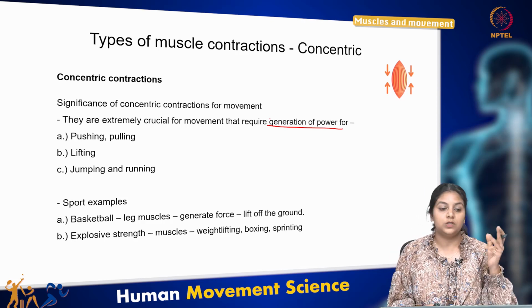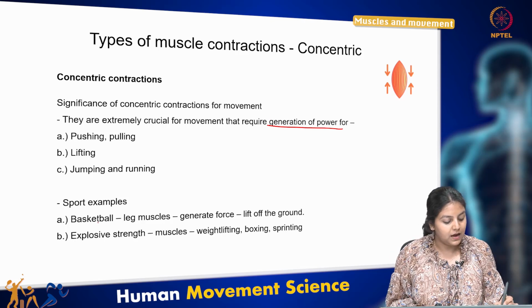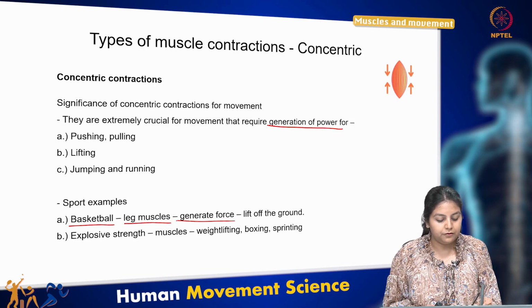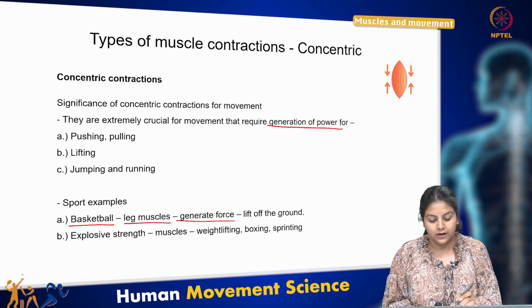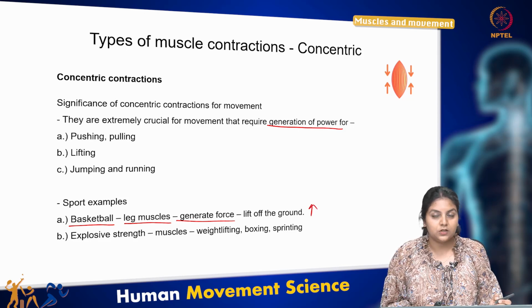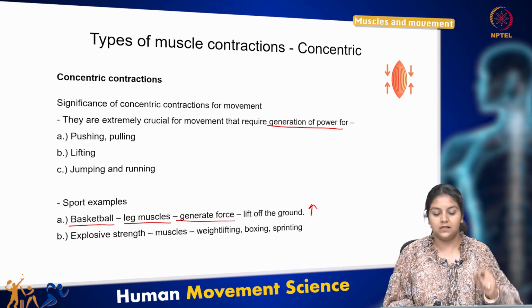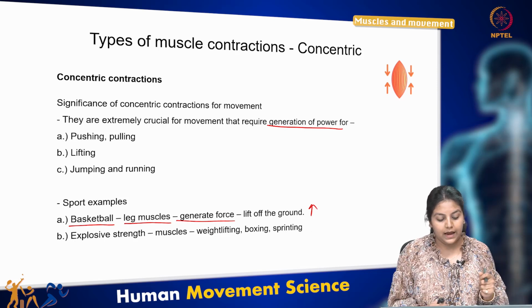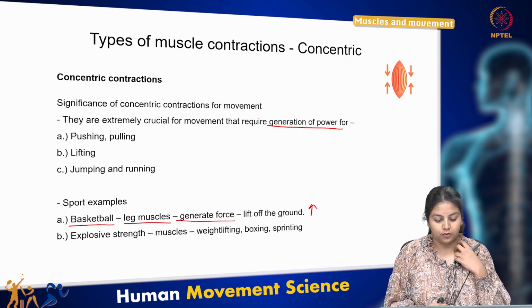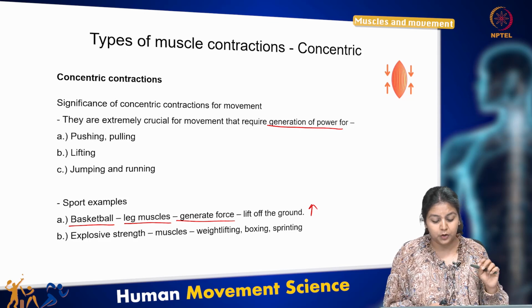So let's look at a few sport examples. In basketball, the leg muscles generate force, so they concentrically contract for you to lift off the ground, right? So when you're scoring a basket and you're jumping up in the air or you're running, the leg muscles generate force to lift you off the ground.